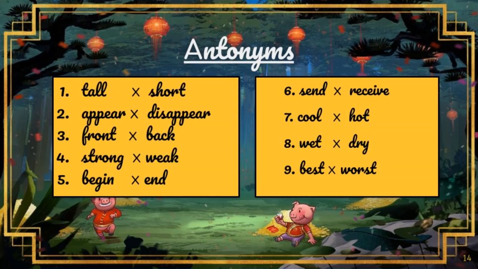Let's move to the eighth one. The given word is wet. The opposite of wet is dry. Let's move to the last one, that is best. The opposite of best is worst. Students, once again I am repeating these 9 antonyms. So listen carefully and read along with me.